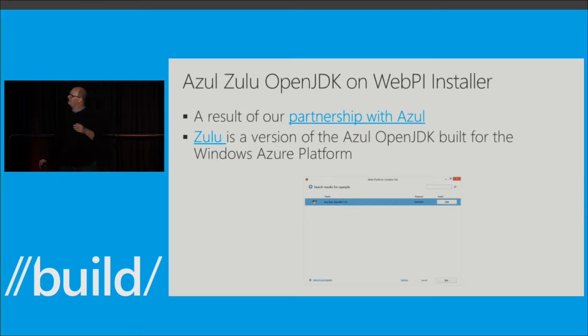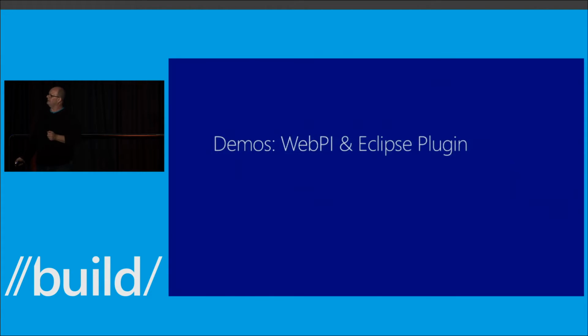We also have the Zulu OpenJDK that we've added to the WebPI installer. How many people here are familiar with the WebPI installer? A few. Okay. So the WebPI installer is a tool that you can download for free from Microsoft and allows you to set up on your local machine or on a server pre-configured images on Windows. We've actually set up the Zulu version, and I'll show you a demo of that.